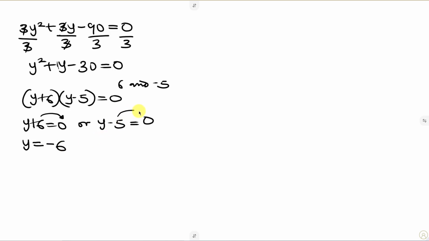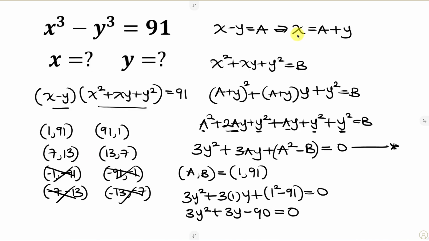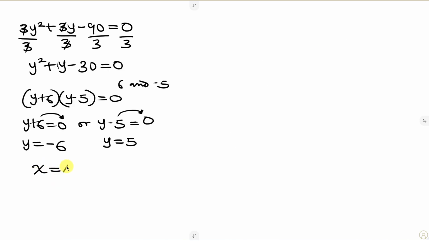For the second case, we move negative 5 to the right-hand side so that we have y equal to positive 5. Now recall that our x is equal to a plus y. So let's get a value for x. Our x is equal to a plus y. So we're going to be substituting when y is equal to negative 6. So this makes our x equal to a. Remember, our a is 1 from the first case, plus y. Y is negative 6. So 1 plus negative 6 gives negative 5.